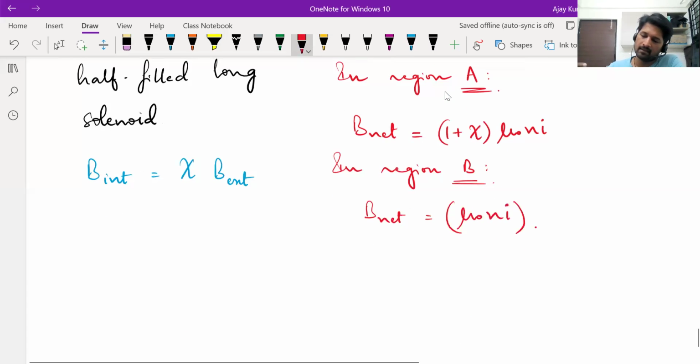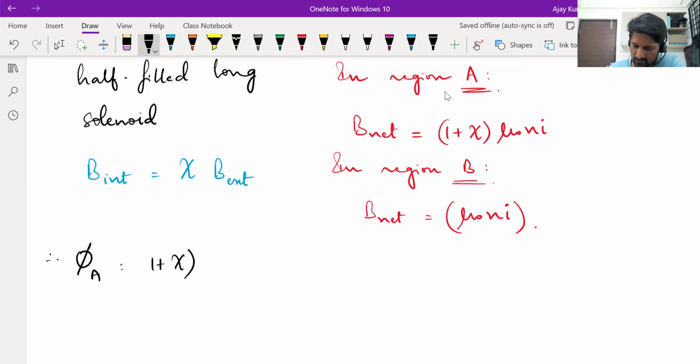Okay. So we know the net field in region A, net field in region B. If you know field, multiply with area, you'll get flux. Therefore, flux in the region A, field is (1 plus X) times mu naught Ni. Area of each turn is pi r square. Number of turns in region A is total number of turns divided by 2, because exactly half the solenoid was filled with that material. So this is the total flux in the region A.